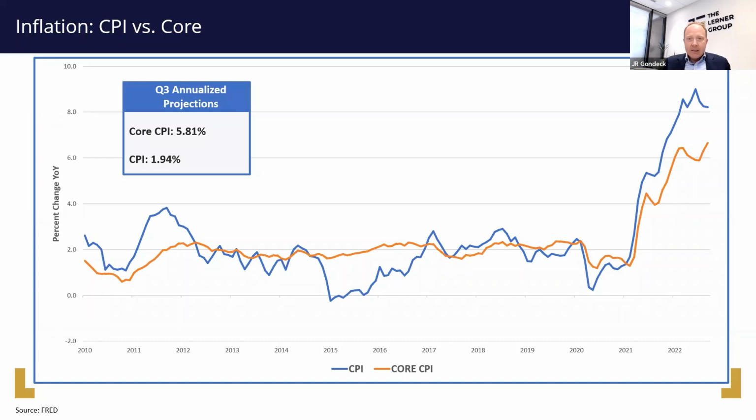Now, if you dig in a little bit, core is still around 6, and that's what the Fed's concerned about. But the biggest factor of that is shelter or housing. So let's talk a little bit, Michael, about some of the challenges with housing and some of the data we've seen recently. Absolutely.